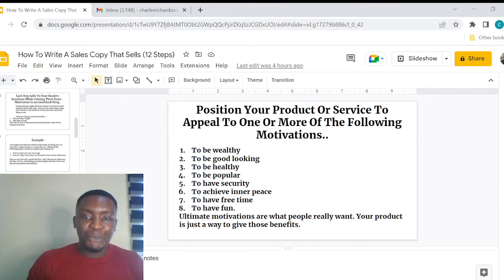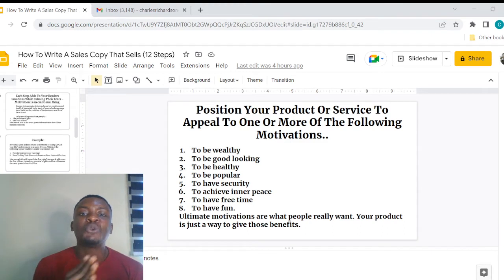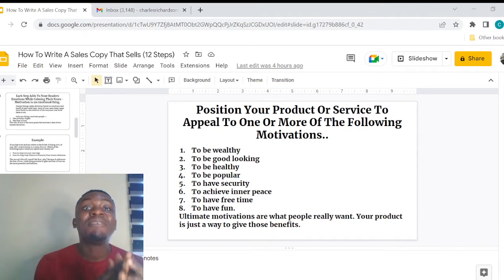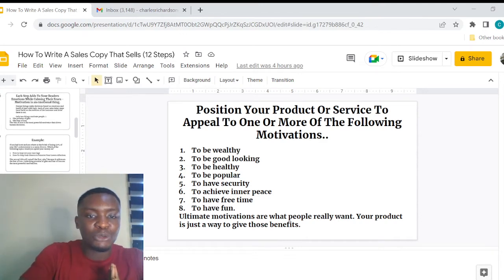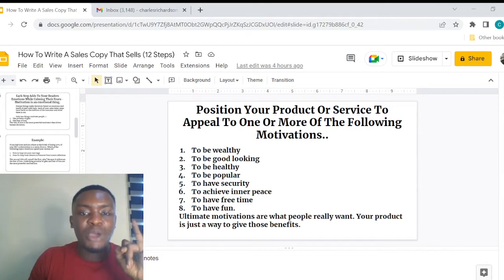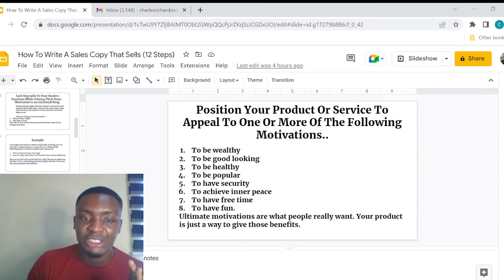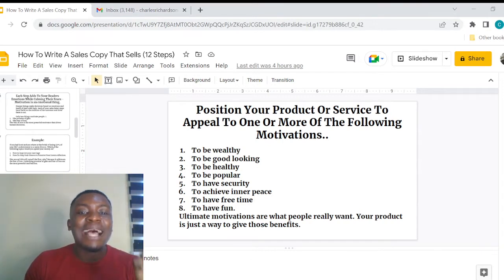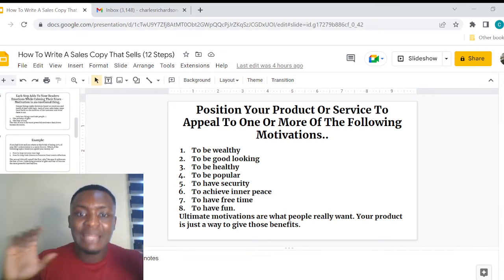Now, position your product or service to appeal to one or more of the following motivations. We human beings have several motivations, and I'm going to point them out to you. Number one, to be wealthy. Human beings are motivated to be good looking. The third motivation is human beings are motivated to be healthy. Number four, human beings are motivated to be popular. Number five, human beings are motivated to have security, financial security, health security, physical security. That's one of the core human motivations.